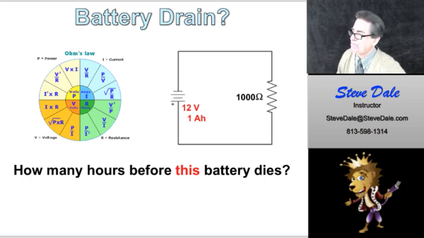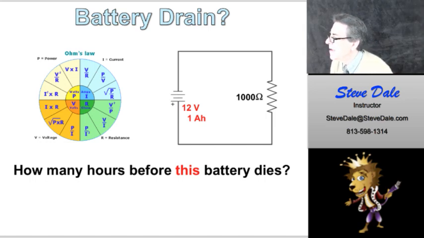But in any case, you've got a 12 volt, 1 amp hour battery, and we've got more resistance here. You've got a 1,000 ohm resistor. They're asking how many hours before this battery dies. Okay, so what don't we know? Yeah, we don't know the current of the circuit. So we've got to figure out the current, so we use our wheel.